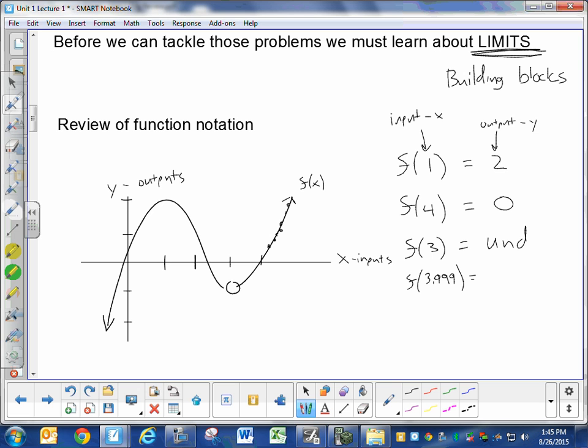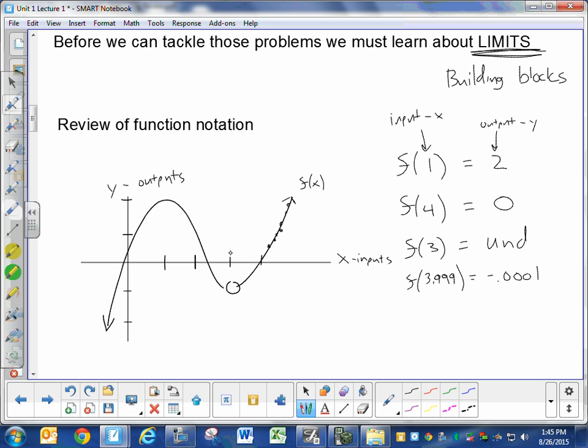And if I looked at the input 3.999, what is my output, or my y, going to be? Very, very close to 0, but negative. Okay, that's something we have to keep in mind, that we don't have to look just at whole numbers. We can look very, very close to whole numbers. And maybe that's the answer.